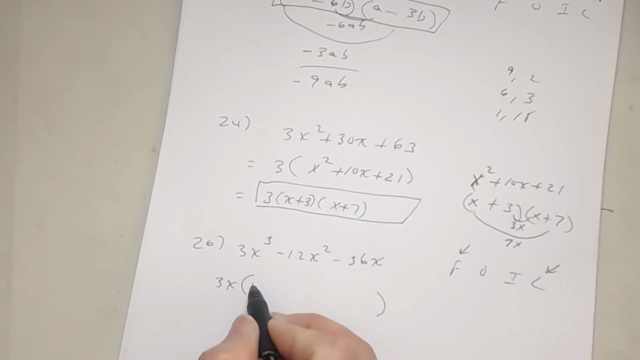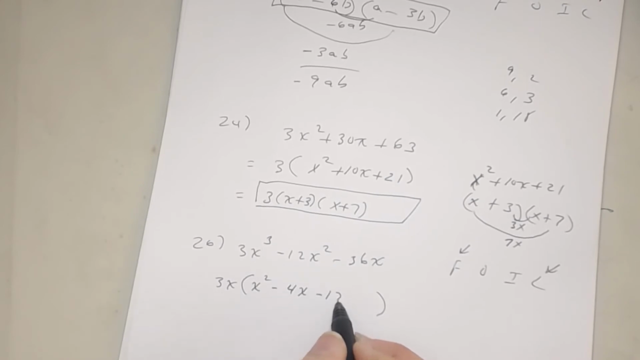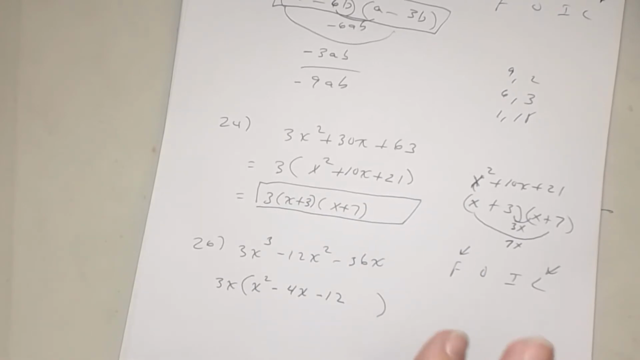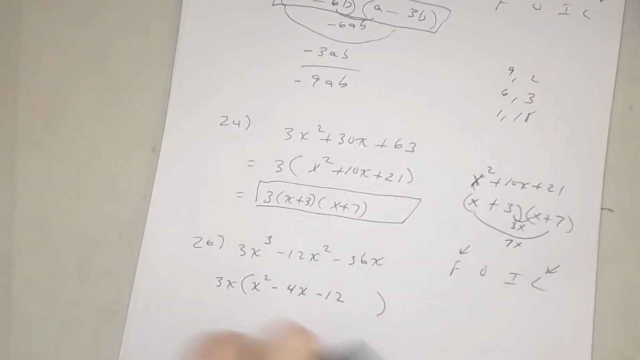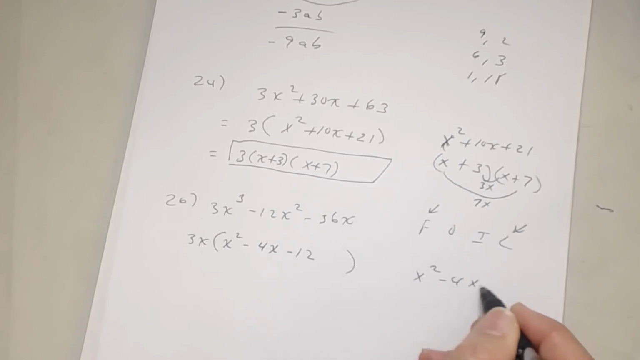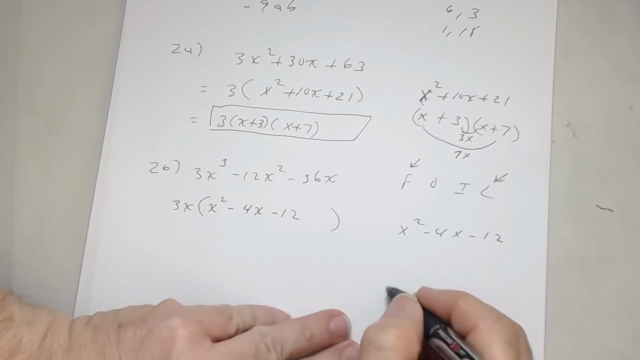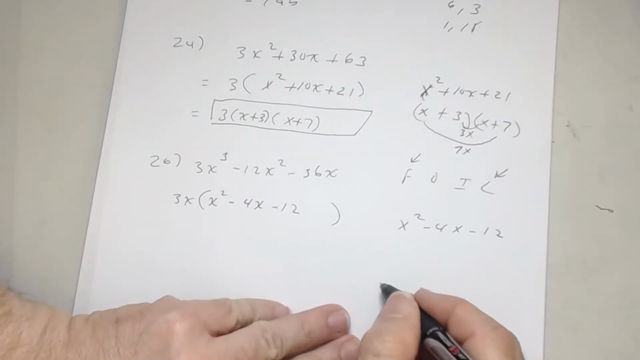4x squared? No, not 4x squared. X squared minus 4x minus 12. Right? Okay. Is that my answer? No, you have to check this trinomial that's in parentheses and see if you can factor it. So I'm going to go off to the side. I'm going to rewrite it just like this.